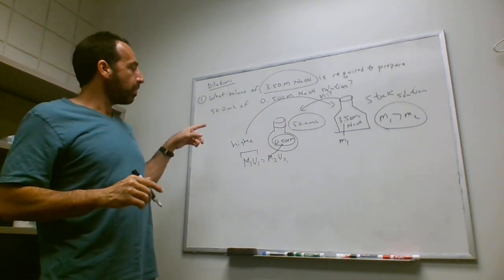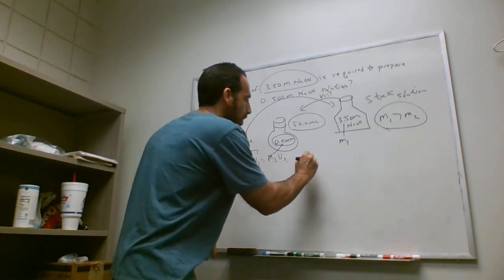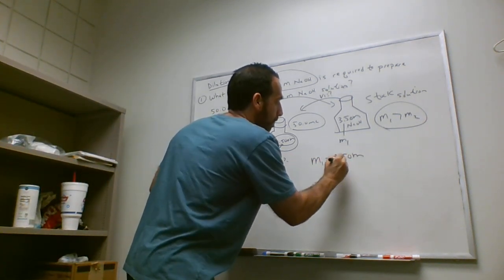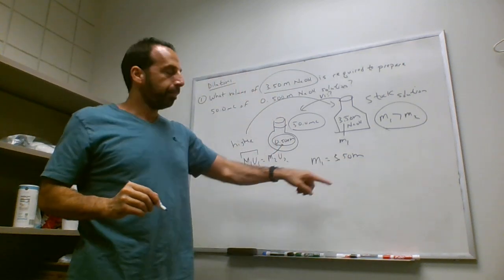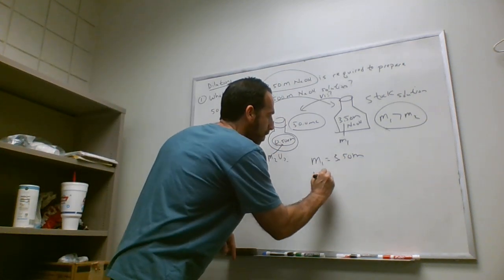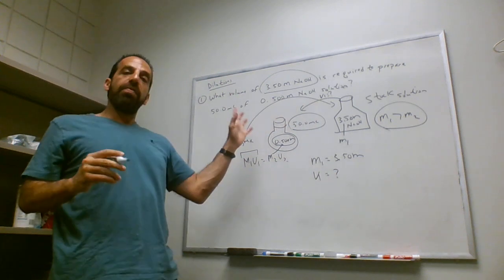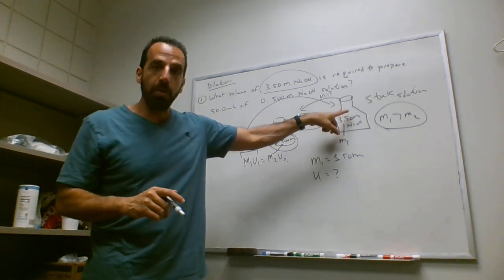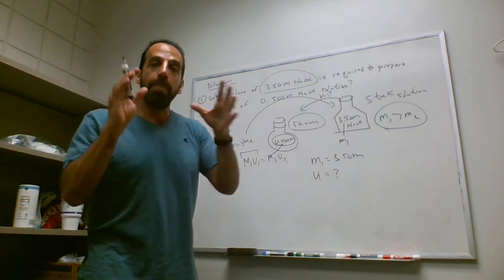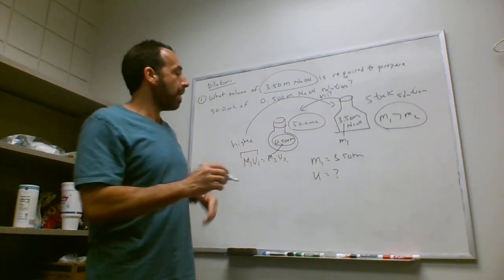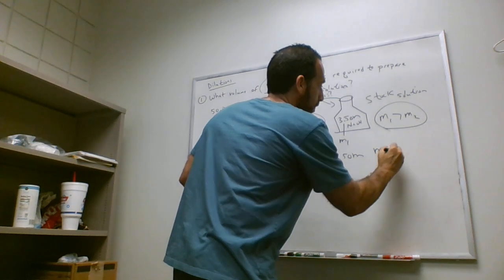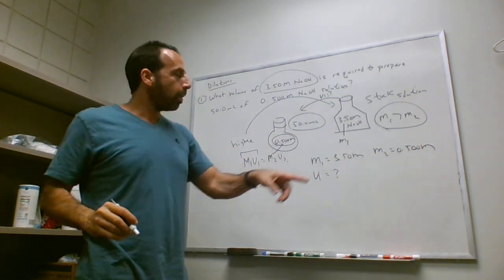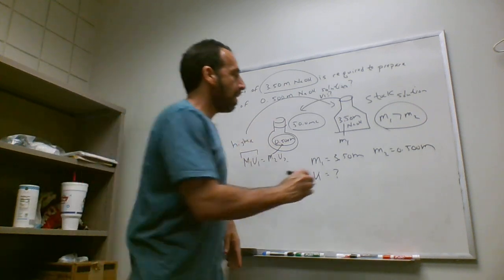So a couple of things with this. Let's just write down what we got. I know that M1 is 3.5 molar. V1 is what we're looking for. We're looking for how much V1 we need to take out. It's not how much is in the total solution or in that container, but how much I have to take out. M2 now is 0.5 molar, and then V2 is my total volume. That's 50 milliliters.